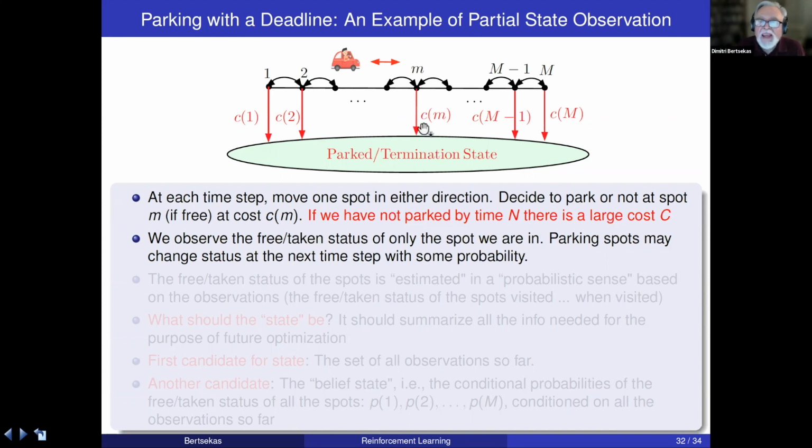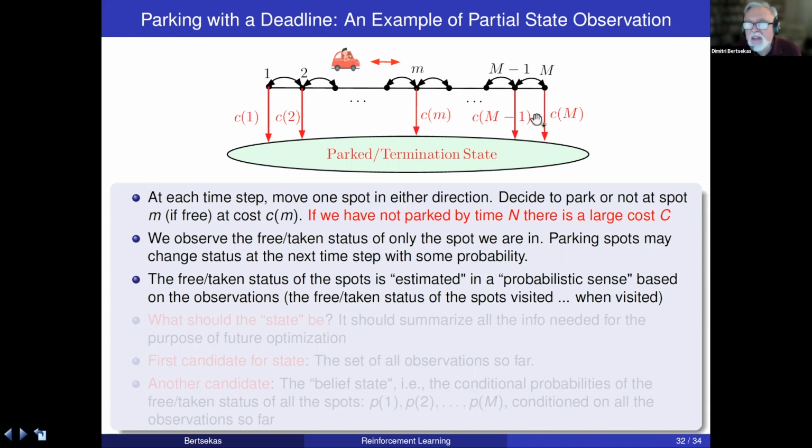Moreover, even if he has seen some of the parking spaces to be free or to be taken, their status may change over time. At the next time step, the parking spot can change from free to taken or from taken to free with some probability. So the information that he has collected from previous observations is not reliable, it's not certain information. The status may have changed.